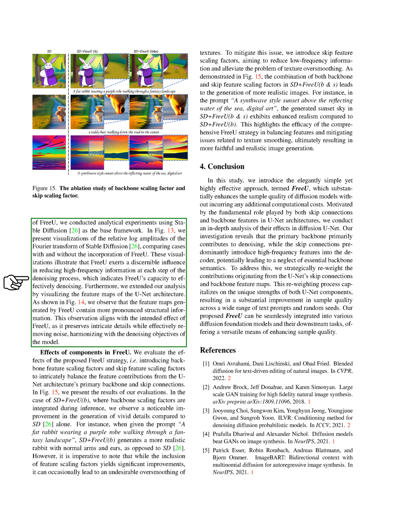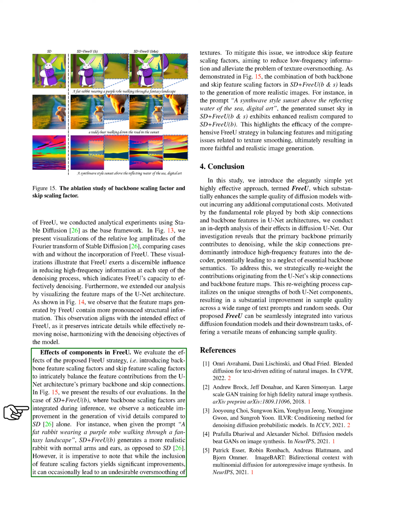We also extended our analysis by visualizing the feature maps of the U-Net architecture. Our figures show that the feature maps created by FreeU contain more distinct structural information. This aligns with the intended purpose of FreeU, which is to preserve detailed information while effectively eliminating noise, thus aligning with the noise reduction goals of the model. We also evaluated the effects of the components within FreeU.